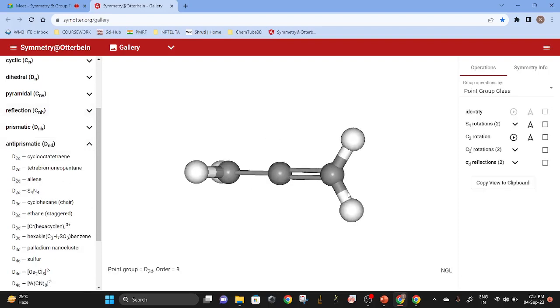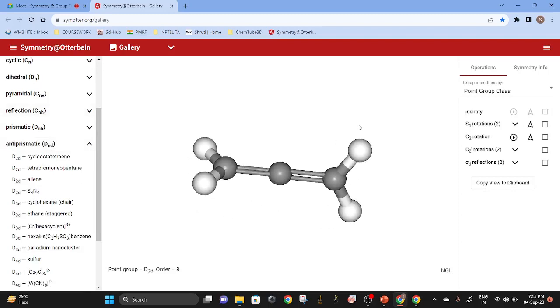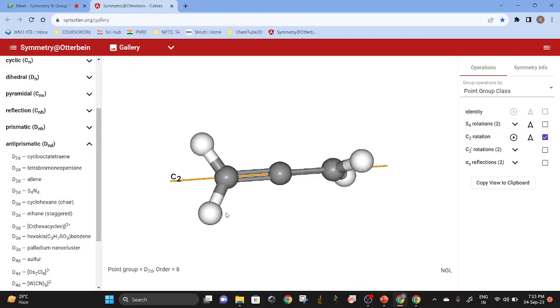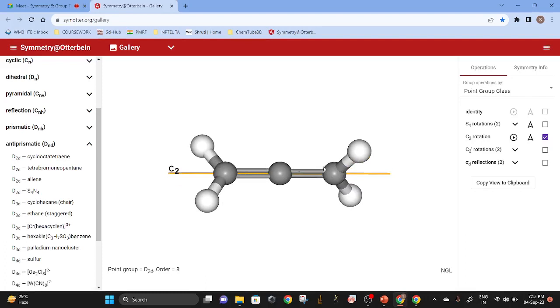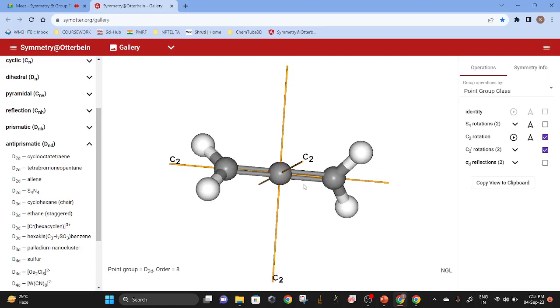I think I have shown this earlier also. This is an allene, isn't it? It has a C2 which passes through this. This is the principal axis passing through the maximum number of atoms. Otherwise, there is one C2 from here as well, so this one. So this is the principal axis and two more C2s perpendicular to it, so it is a D point group. And then we have sigma planes.